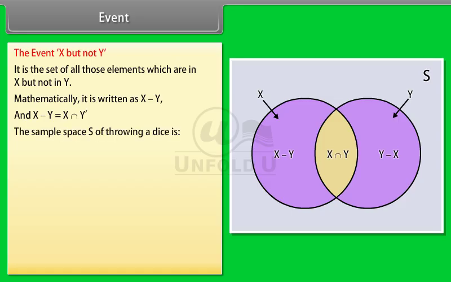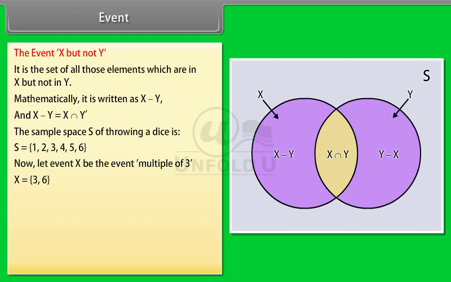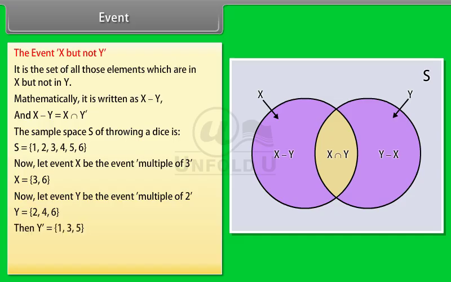The sample space S of throwing a dice is S is equal to 1, 2, 3, 4, 5, 6. Now let event X be the event multiple of 3. X is equal to 3, 6. Now let event Y be the event multiple of 2. Y is equal to 2, 4, 6. Then Y dash is equal to 1, 3, 5. The event X intersection Y dash is 3.